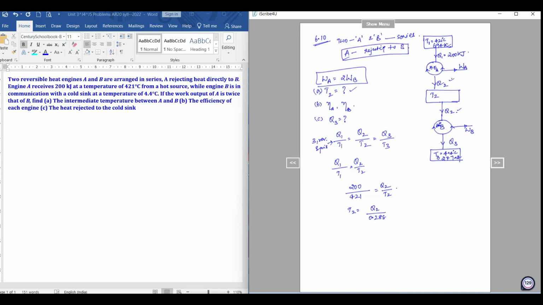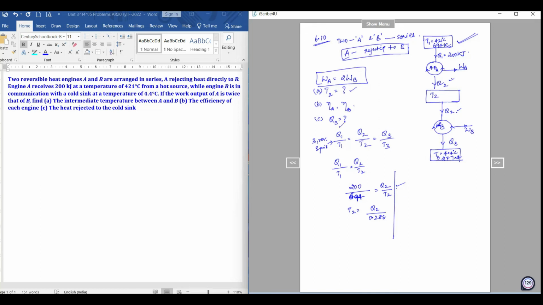Sorry, this is 694. Kelvin లోకి మారితే ఇది 200 degree, ఇది 421 becomes 694 Kelvin, 694 అవుతుంది. 200 by 694 becomes 0.288, right? So this is one equation, and then let me write here.